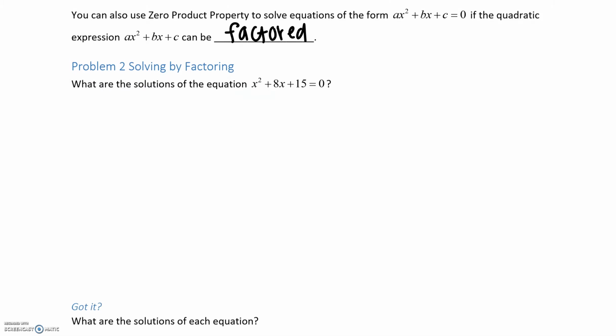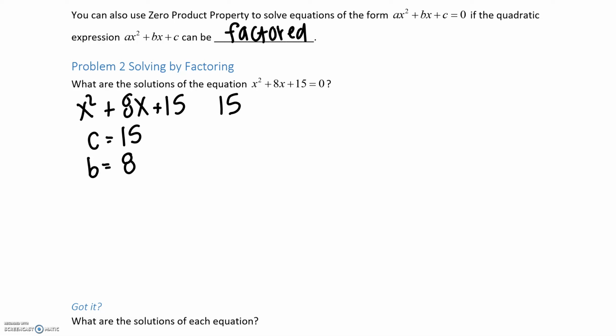If we come down to this first problem right here, we are going to see if we can factor x squared plus 8x plus 15. So we want to find our c, which equals 15, and our b, which equals 8. If we go through and find our factors of 15, we have 1 and 15, and 3 and 5.